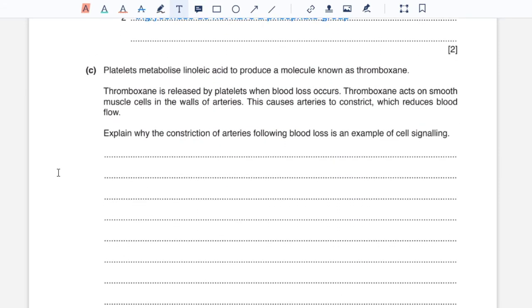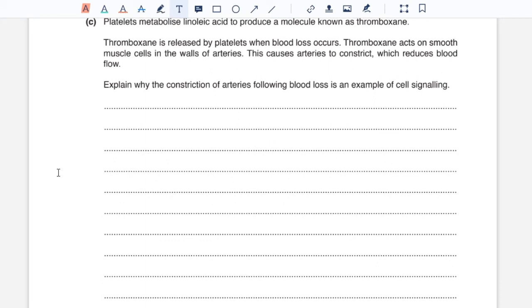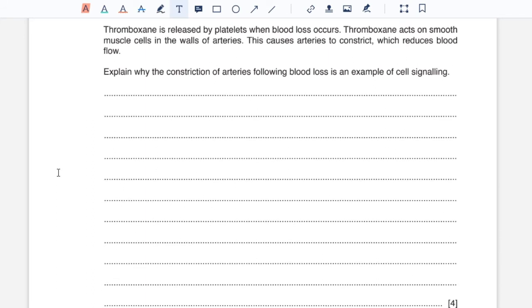C. Platelets metabolize linoleic acid to produce a molecule known as thromboxane. Thromboxane is released by platelets when blood loss occurs. Thromboxane acts on smooth muscle cells in the walls of arteries. This causes arteries to constrict, which reduces blood flow. Explain why constriction of arteries following blood loss is an example of cell signaling.